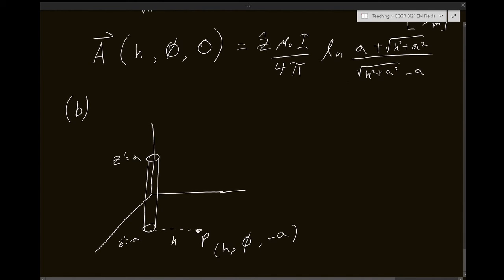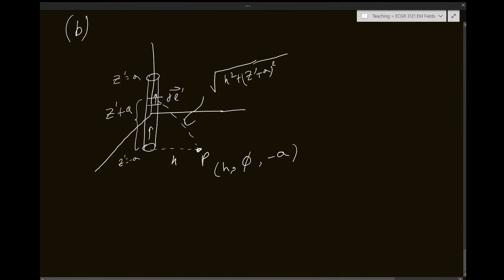So this is h. Okay, and then I have my element here, dl prime, vector, of course, in this direction. Now, what is this distance? This distance is going to be z prime minus minus a, so this distance is z prime plus a, right? And what is this distance now, the big R? This distance is going to be simply the square root of h squared plus z prime plus a squared.